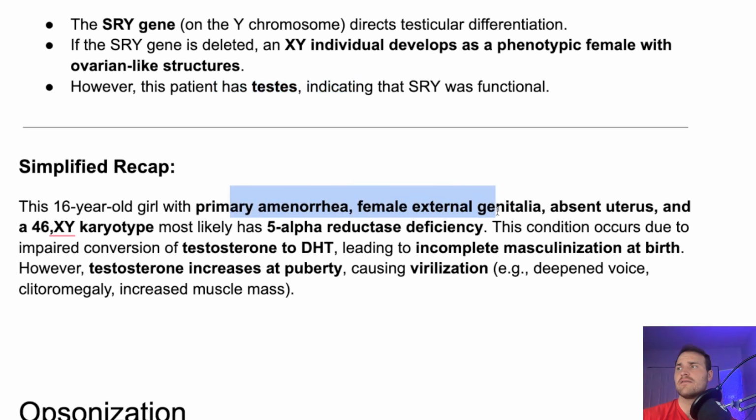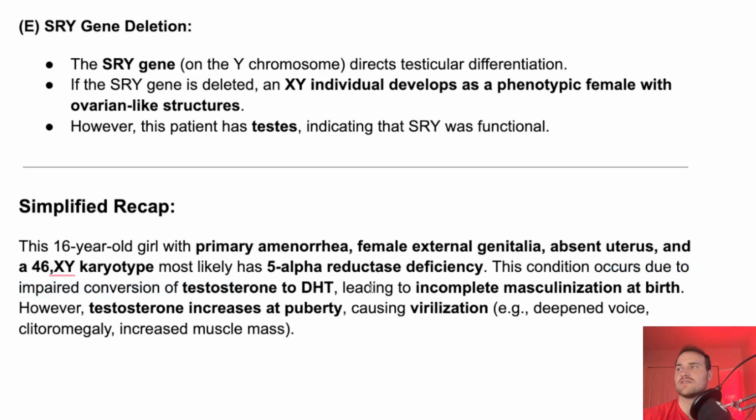So primary amenorrhea, female external genitalia, and absent uterus suggests 5 alpha reductase deficiency, because the absent uterus means you still have the Sertoli cells kicking in, and this is caused by the impaired conversion of testosterone to DHT.